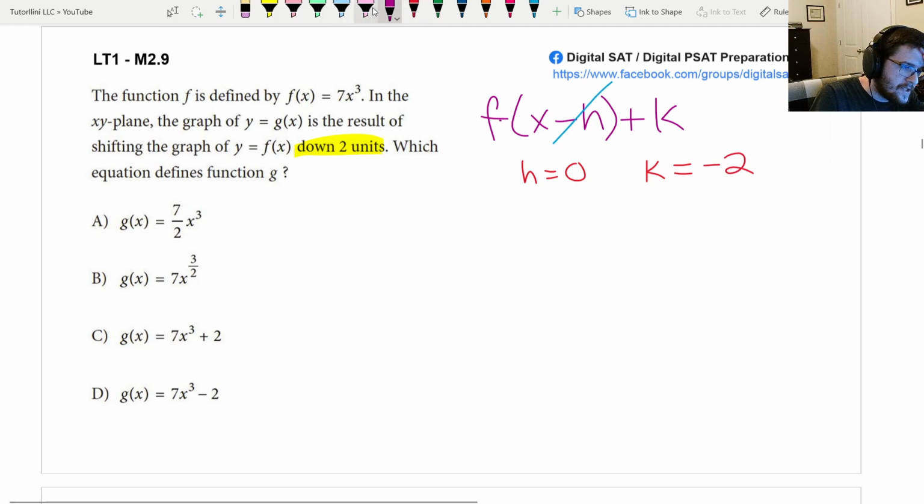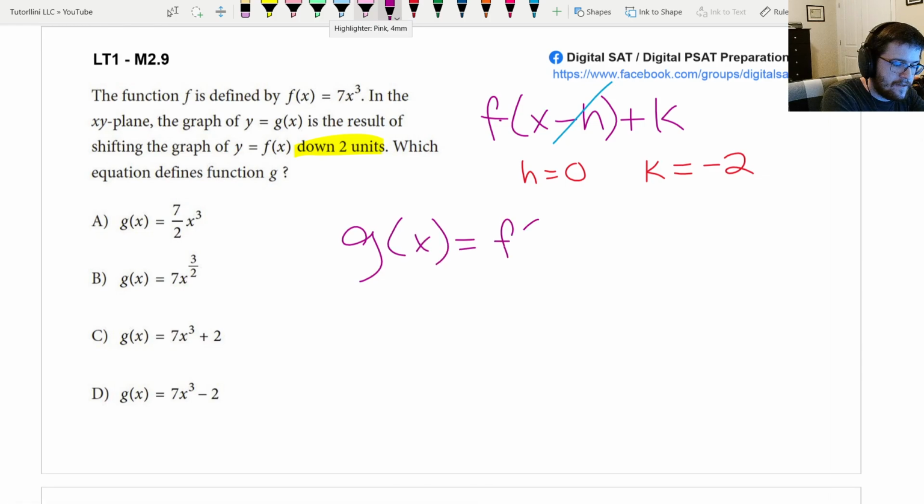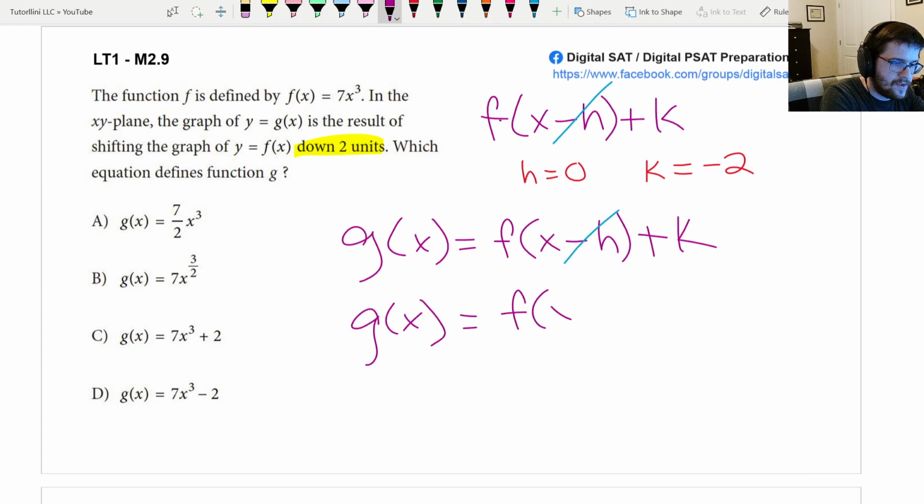Okay, so g of x is equal to f of x minus h plus k. Once again, we're not shifting left or right. Doesn't say to do that. So g of x is equal to f of x plus -2.